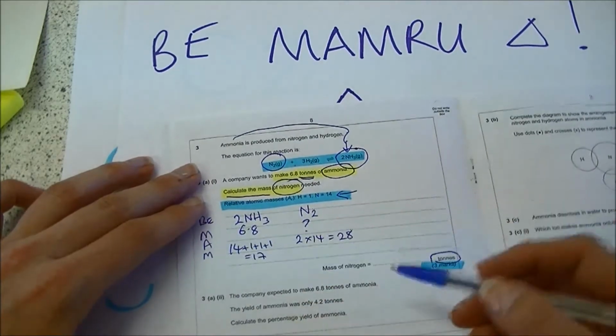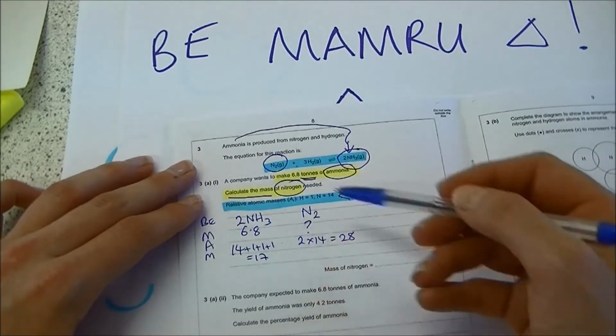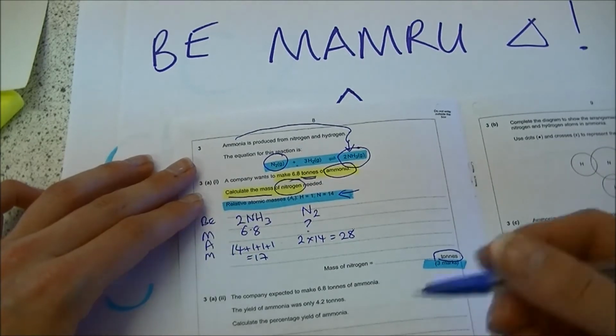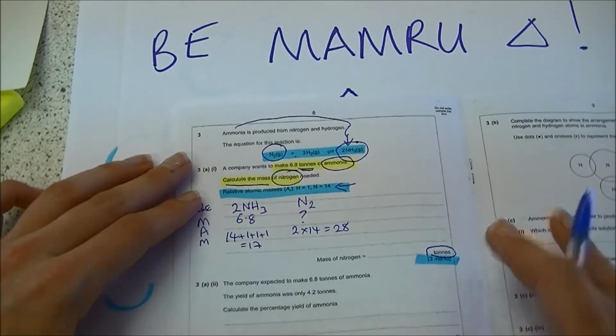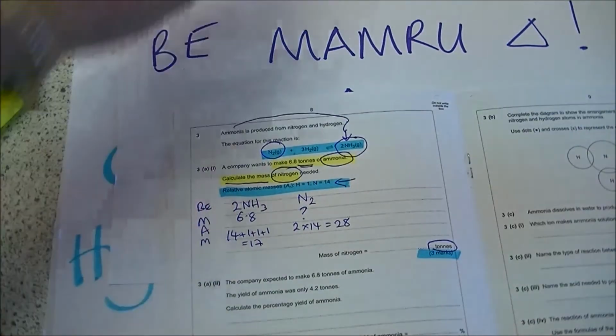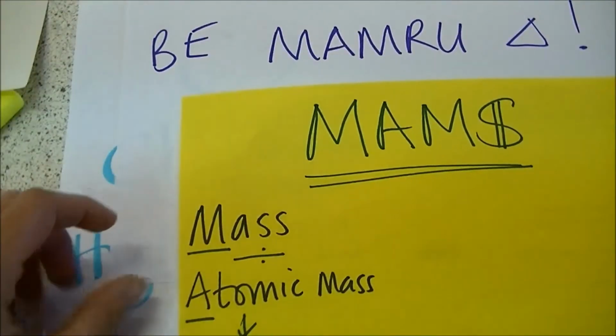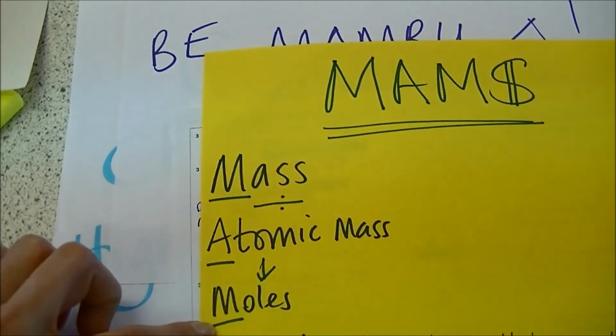Okay, so I've now worked out the formula mass of NH3 and I've worked out the mass of nitrogen. They weren't given to me in the question, so I'll get marks for working those out. Then I need to do the moles. So just like when we did MAMS, if I take the mass, divide it by my atomic or formula mass, I will end up with moles.